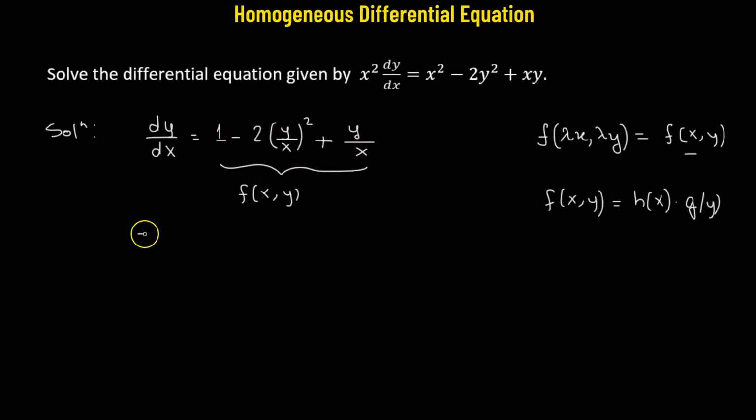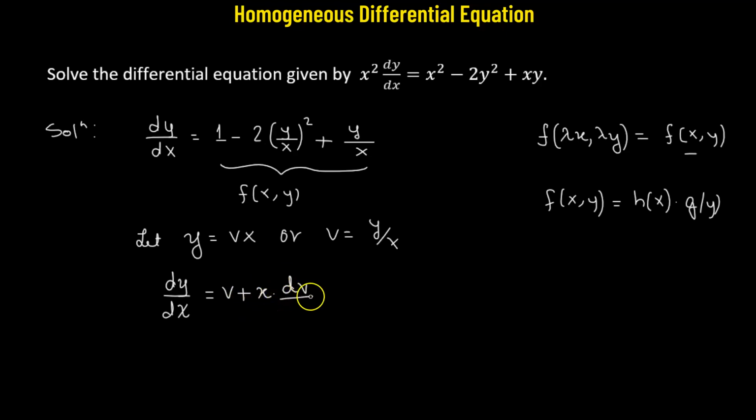This can be achieved by making a substitution. Let y equal vx, or you can say v equals y over x, and we will differentiate both sides of y equals vx with respect to x. Then this will give us the derivative of y with respect to x equals, applying the product rule, v plus x times dv over dx.